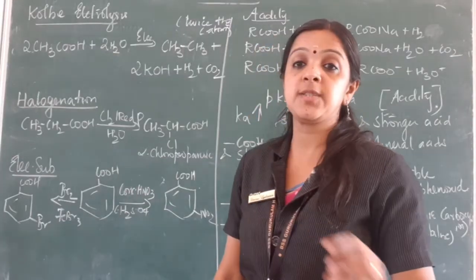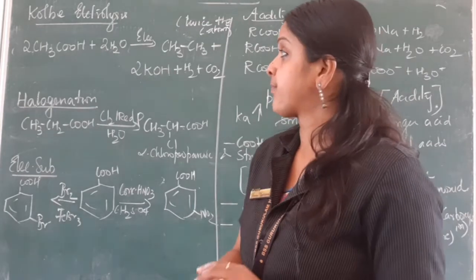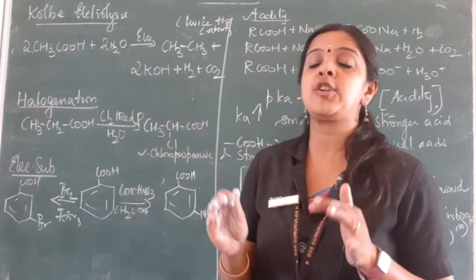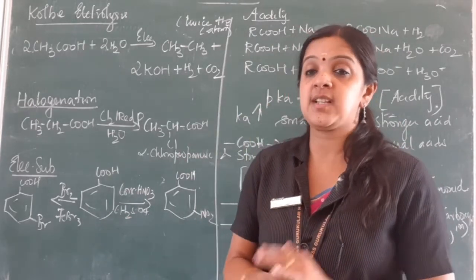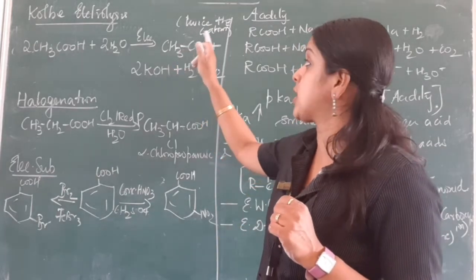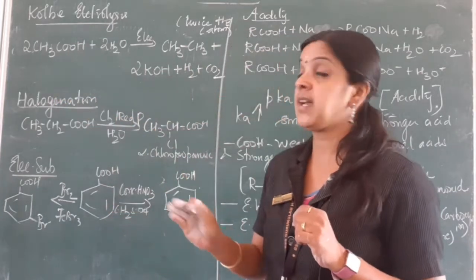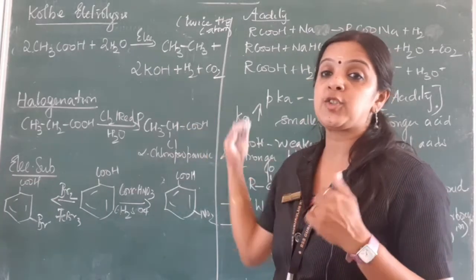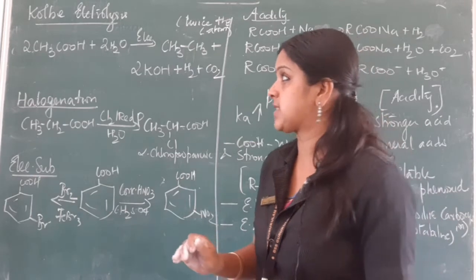We have come to the last part of our topic. In Kolbe electrolysis, when the sodium salt of an acid is hydrolyzed in the presence of electricity, that is, when it undergoes electrolysis, you get an alkane which has twice the number of carbon atoms of the alkyl group present in the acid, with KOH, H2 and CO2 as your byproducts. Such electrolysis we call Kolbe electrolysis.